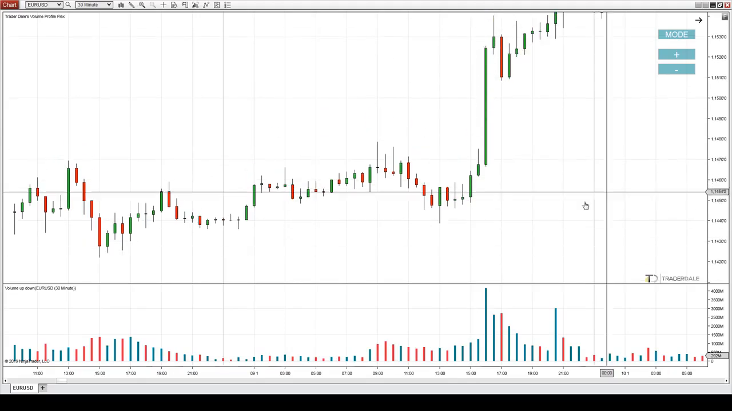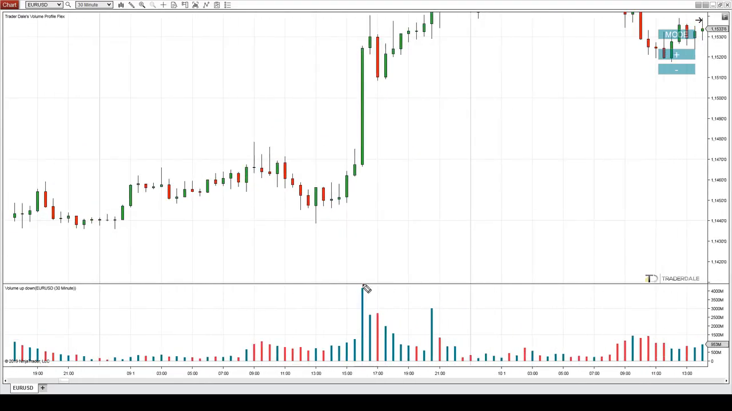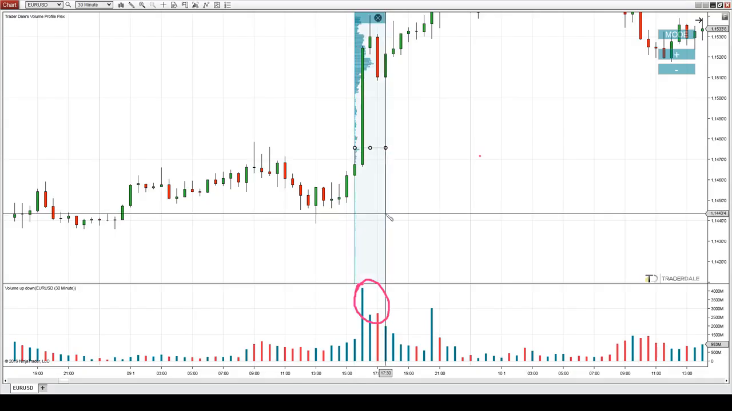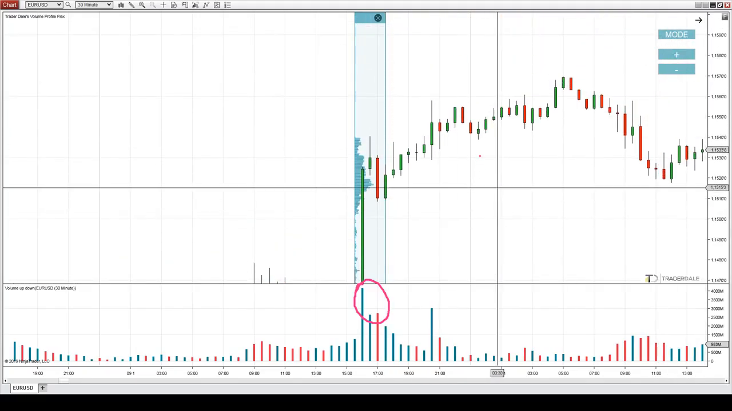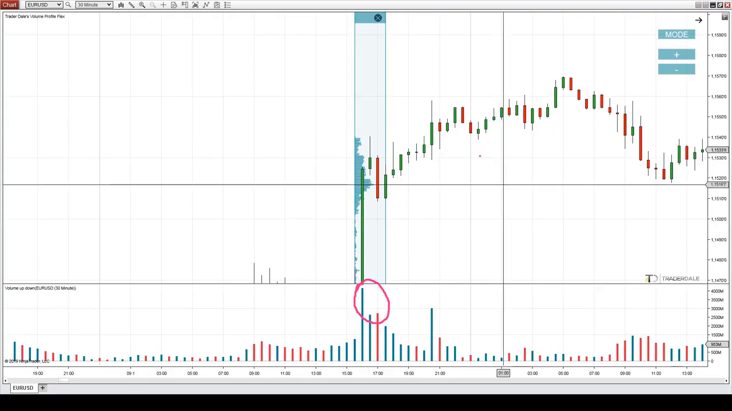Now in here, there is one very strong volume peak right there. So let's draw the profile over it and let's see where the heaviest volumes were. Now, it was in here. The price missed it by just a tiny bit. But maybe I think that I should have used wider area.